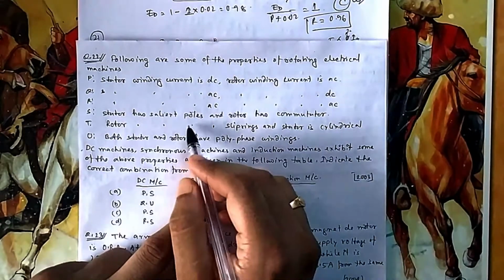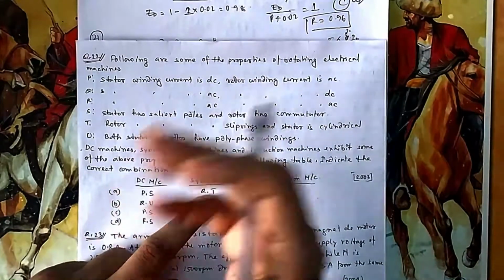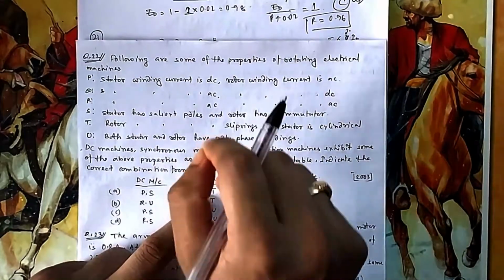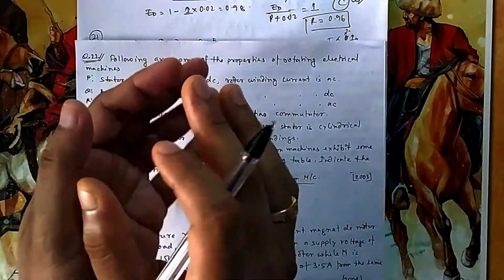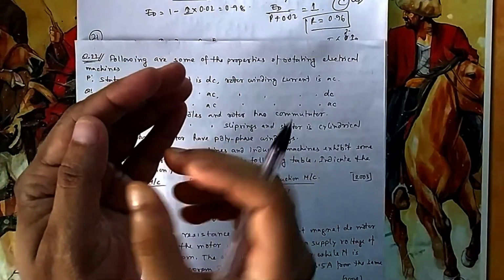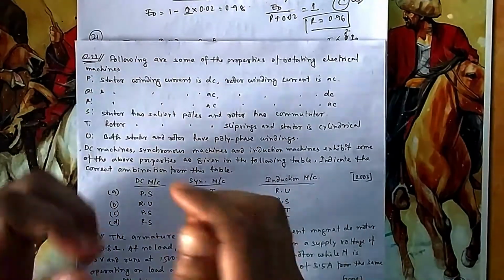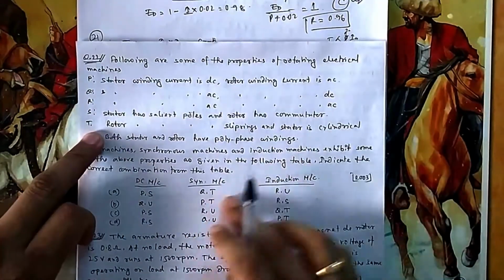Rotor has salient poles and slip rings, and you use slip rings in the rotor to give DC supply because it is rotating. You need some arrangement so that the wire doesn't get jumbled because it is rotating. If you don't give slip rings, then the wire will jumble and snap. So that the wires don't get jumbled with each other, that's why you use slip rings. And stator is cylindrical. Okay, so this is with the synchronous machine.